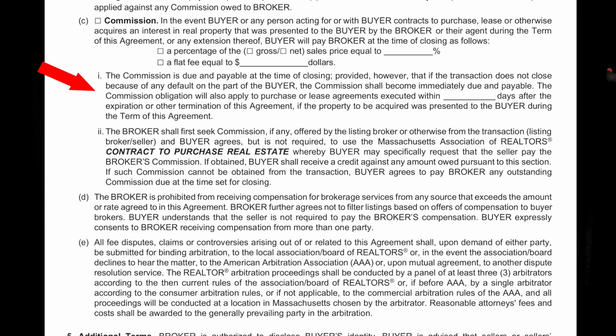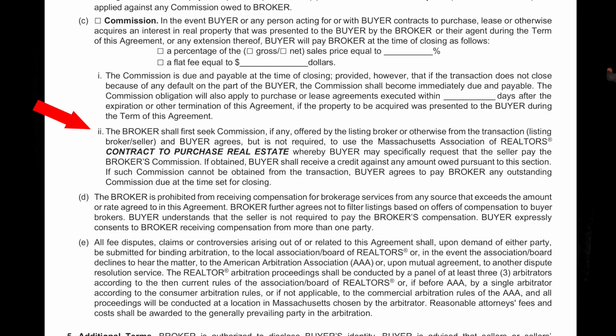The commission obligation will also apply to purchase or lease agreements executed within blank days after the expiration or other termination of this agreement if the property to be acquired was presented to the buyer during the term of this agreement. This is our protection period clause again, right? So here I would put 90 days. That's usually my standard, 90 to 120 days. So if that buyer comes back to that particular property that you showed, then you're still entitled to compensation.